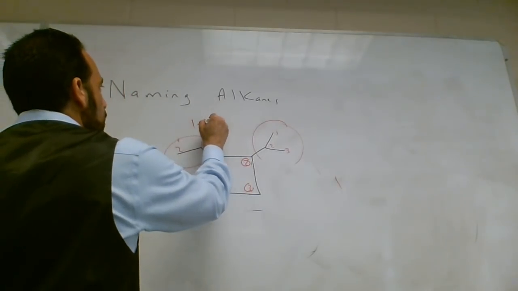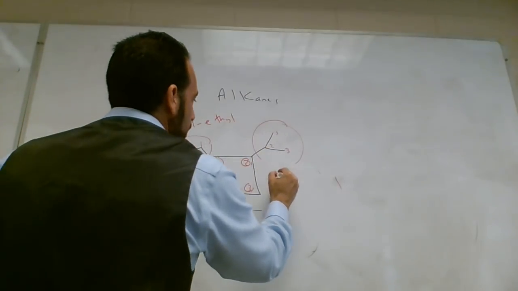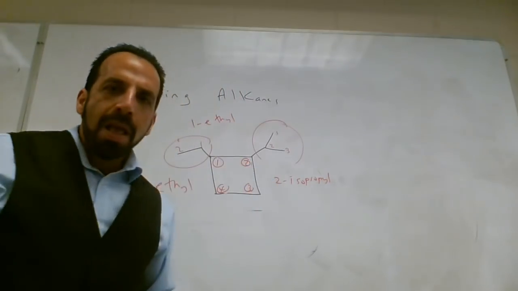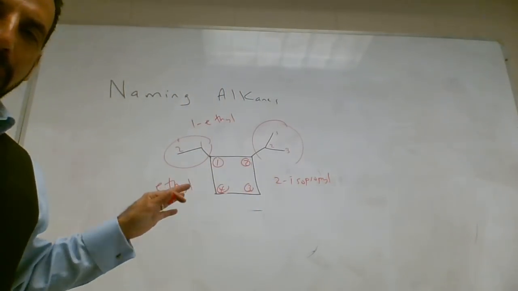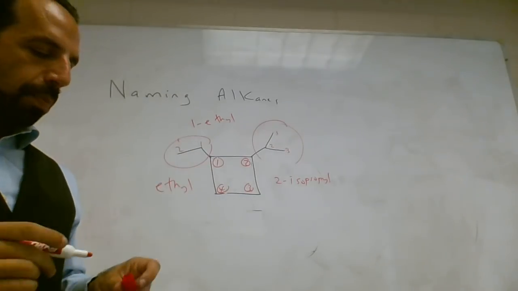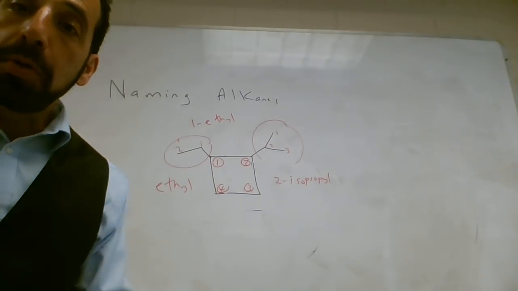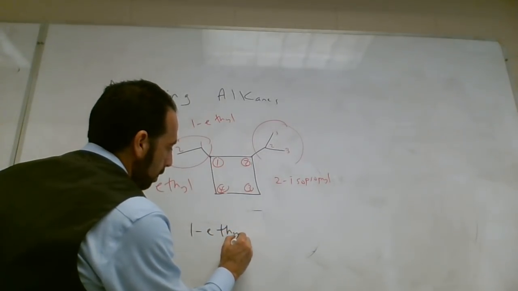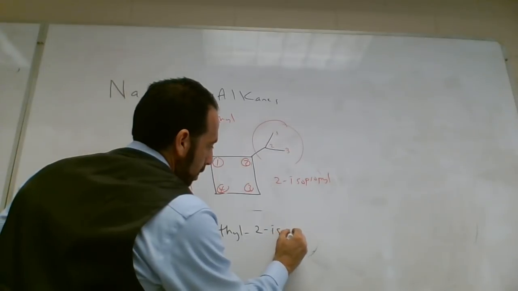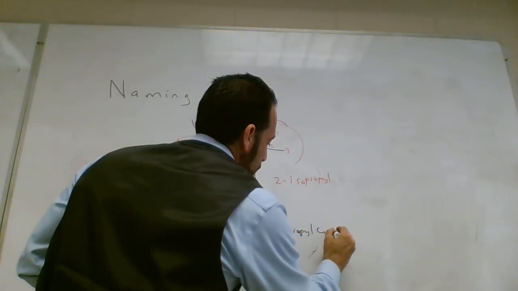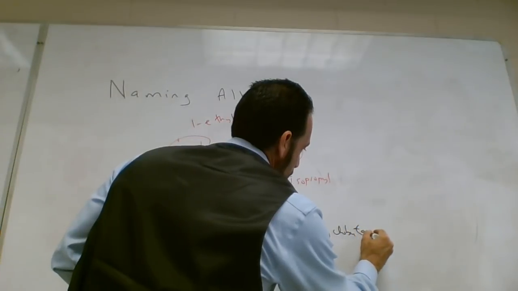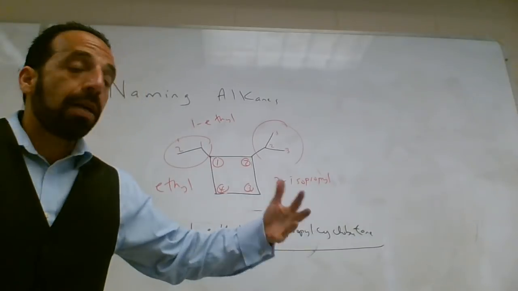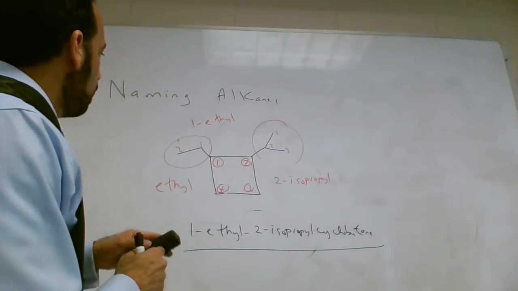And so they kind of put it all together now. And again, I would say, okay, this is 1 ethyl, 2. When I'm numbering these, I kind of put it off to the side. It's okay, 1 ethyl, 2 isopropyl, and then I know it's cyclobutane. So I'll put it all together now. 1 ethyl, 2 isopropyl cyclobutane. So it's a bit longer. Let's do another one here.